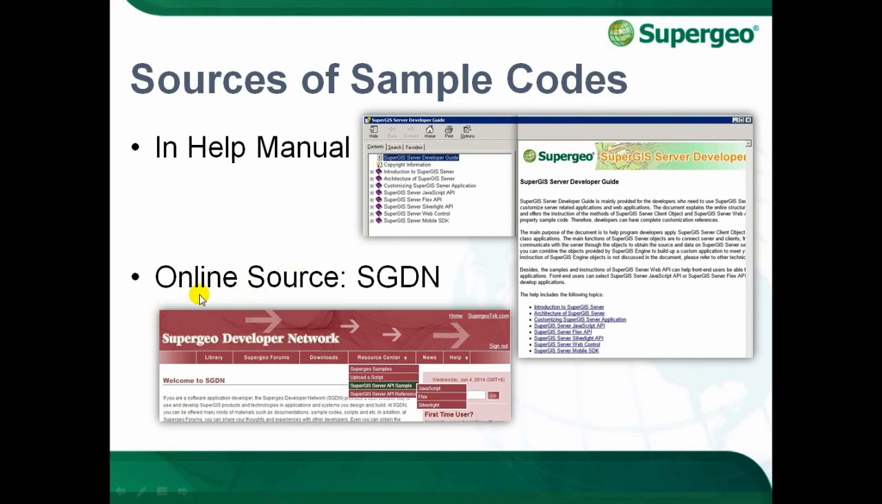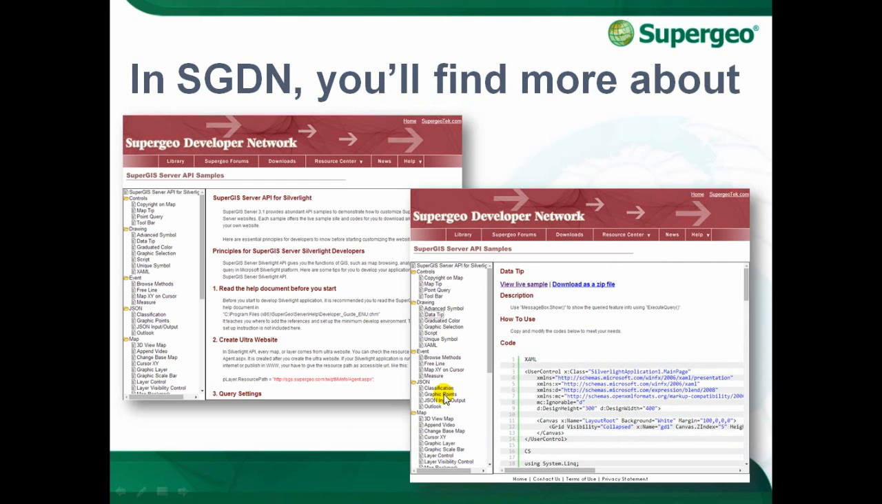And then you can go to our online source, SGDN, SuperGIS Developer Network. And under the resource center, there's an option, SuperGIS Server API Samples, which provides JavaScript, Flex, and Silverlight. So you can click on this one, Silverlight, to find more about the sample codes. If you go to our SGDN, SuperGIS Developer Network, you will find more sample codes under here.